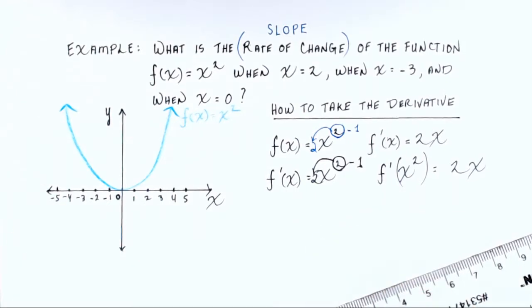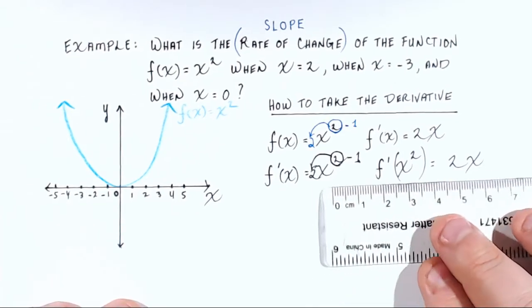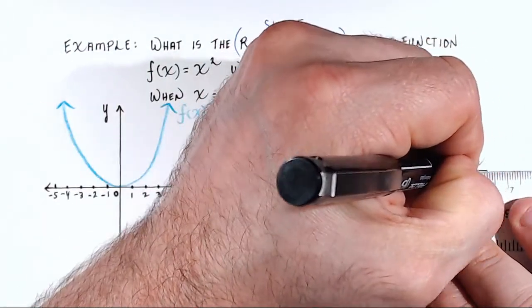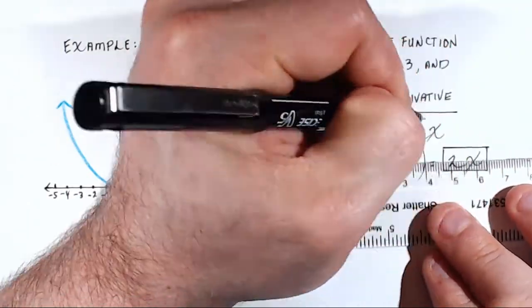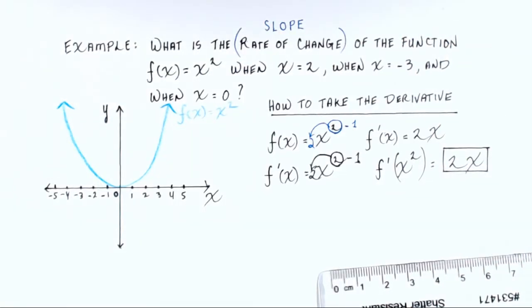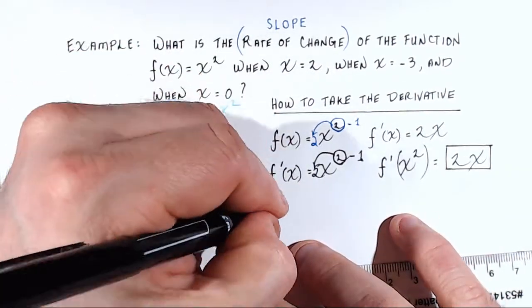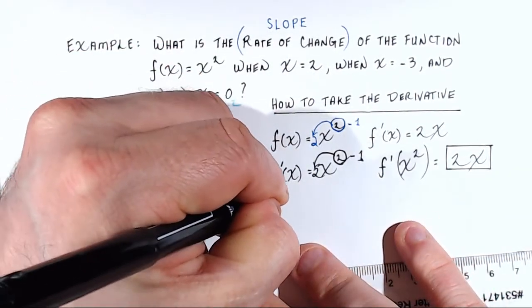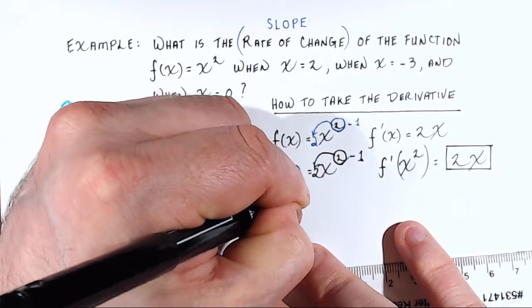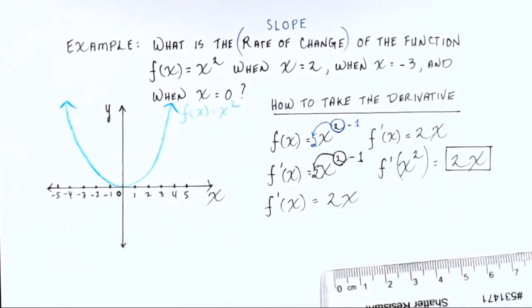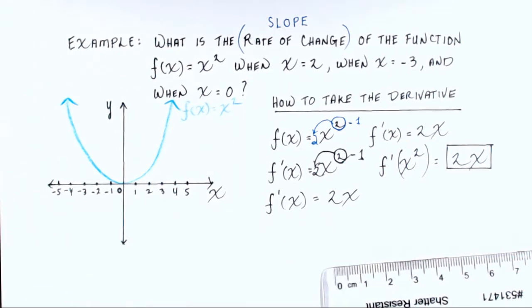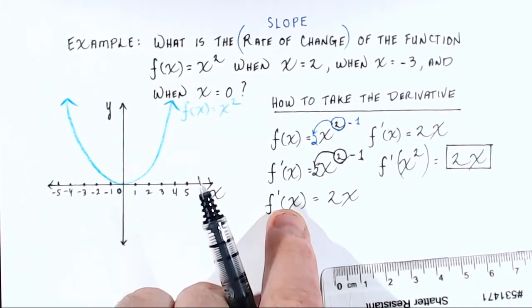Okay, so now that we have the derivative, let's use it. Do you notice that this derivative right here is a linear equation? It's a linear term. So now we can actually evaluate that derivative. F prime x equals 2x. So the derivative of x squared is 2x. And let's evaluate it at some x values.